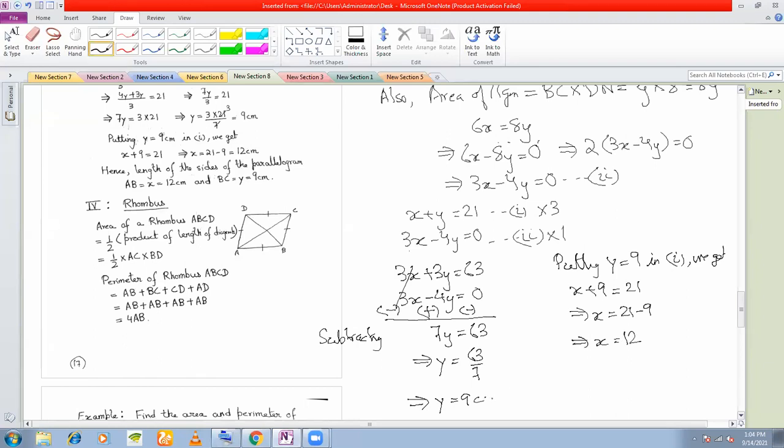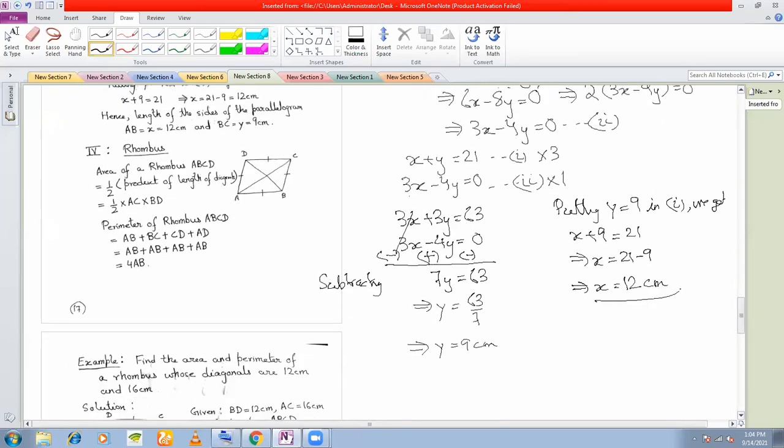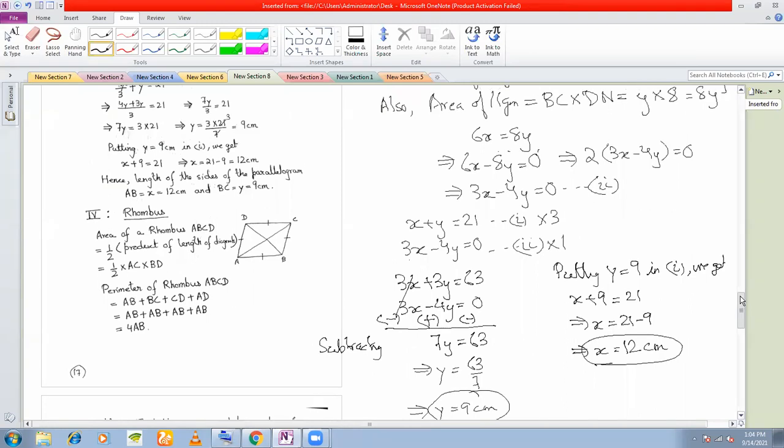Centimeter. So once you get these, these are the sides of the parallelogram. That is what was asked. Therefore, what are the sides? 12 centimeter and 9 centimeter. And that solves the question. Right? Any question?